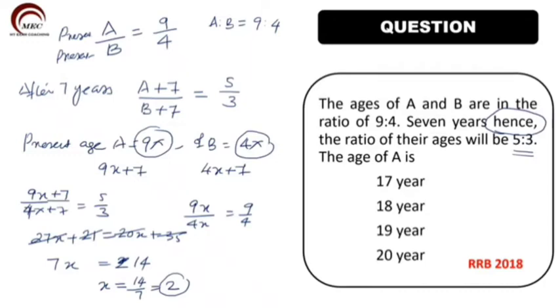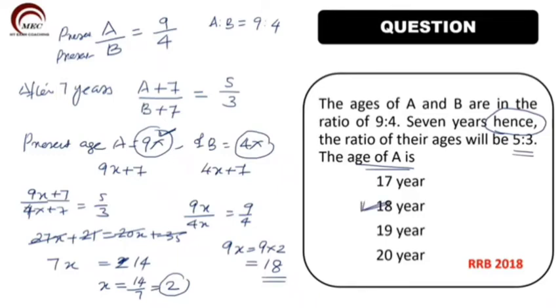What do we want to find out? Find out the age of A. What we have taken initially, the present age of A is 9x. X is equal to 2. 9x will be equal to 9 into 2, which is equal to 18 years. So accordingly, you can mark the correct option as 18 years.